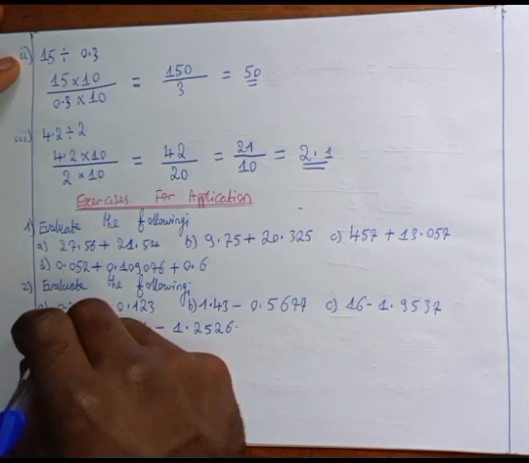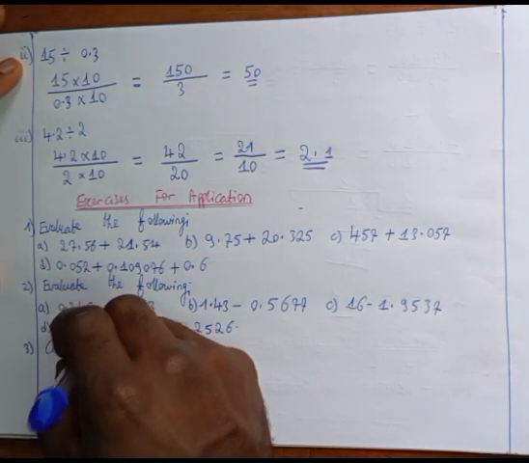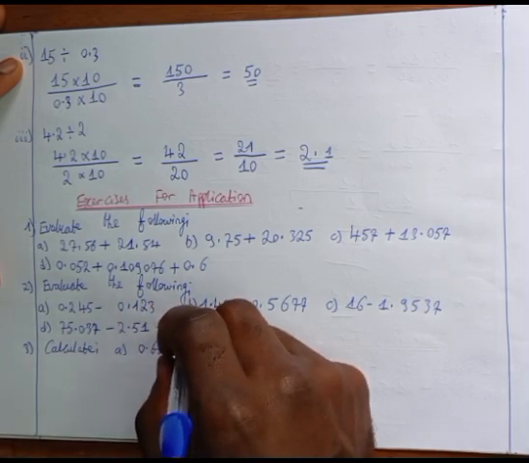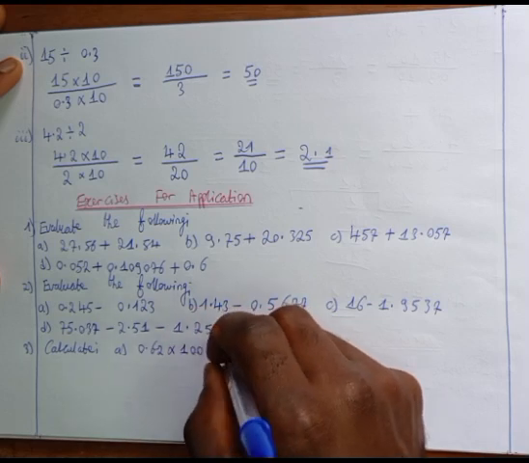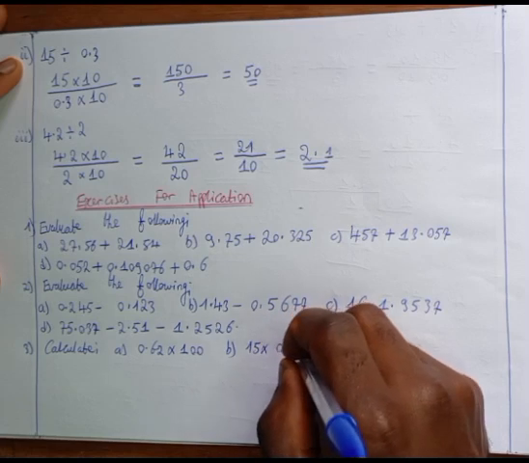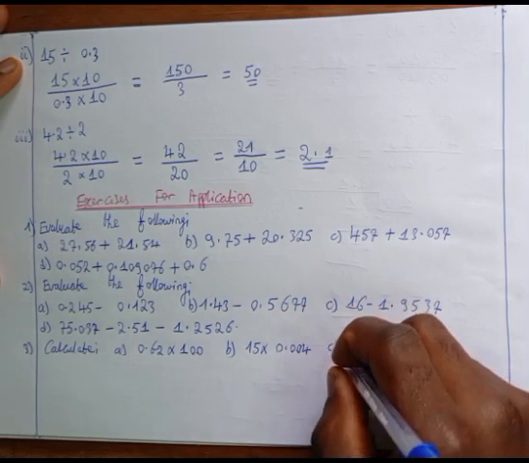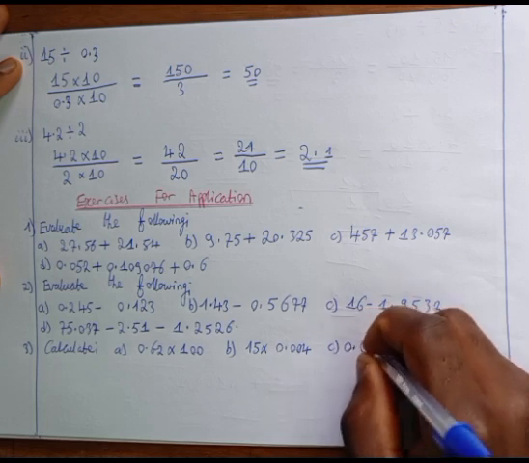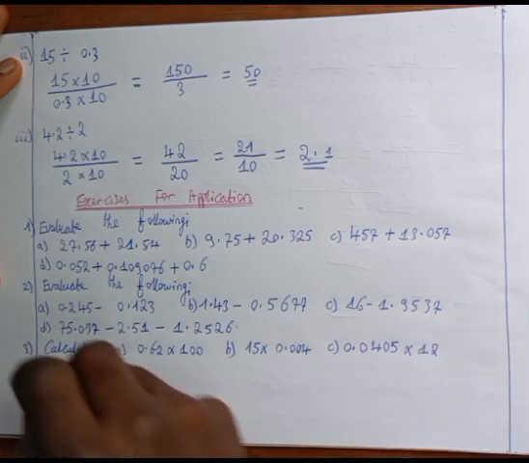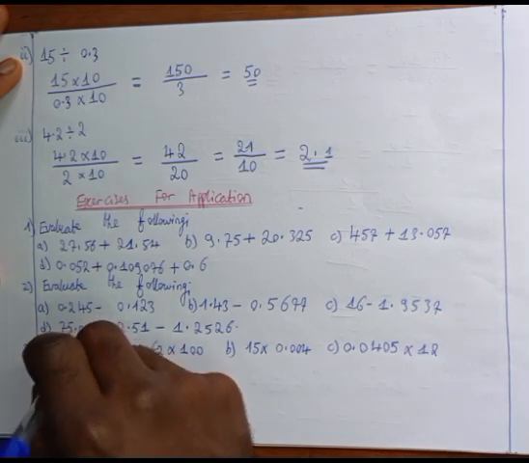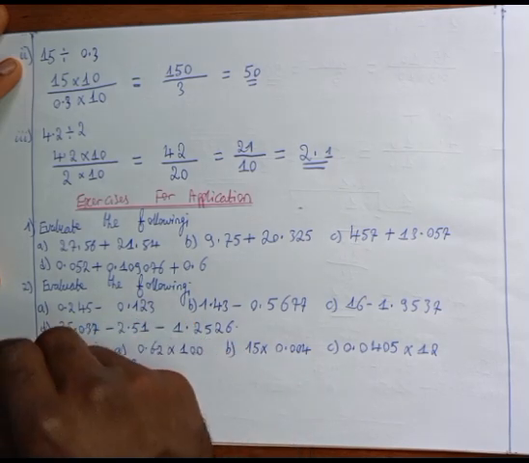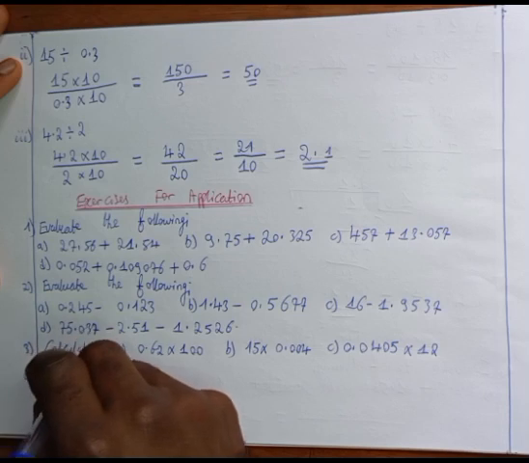We go to question 3. It says calculate. For A, we have 0.62 times 100. B, we have 15 times 0.004. C, we have 0.0405 times 12. And D, we have 0.02 times 0.03.